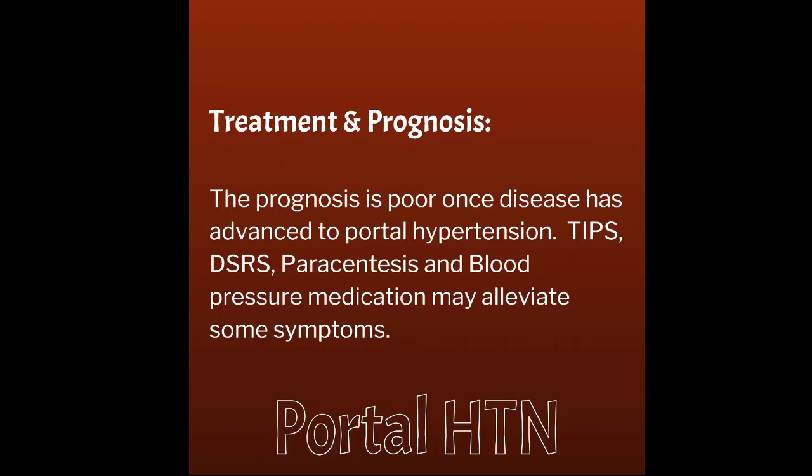So what we see with patients with portal hypertension, they can have that TIPS procedure done, which we talked about in the cirrhosis lecture. They can have a DSRS done. We can do those paracentesis for the ascites that's building up, and they're most likely going to be on some sort of blood pressure medication to help alleviate some of the symptoms.